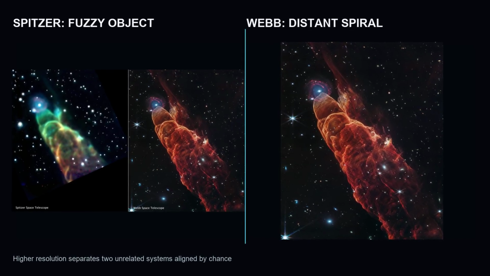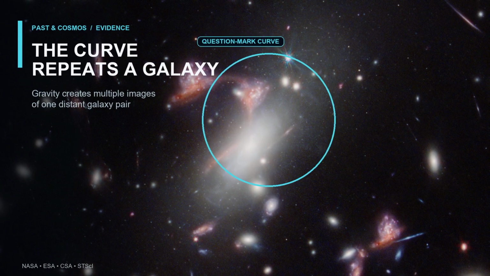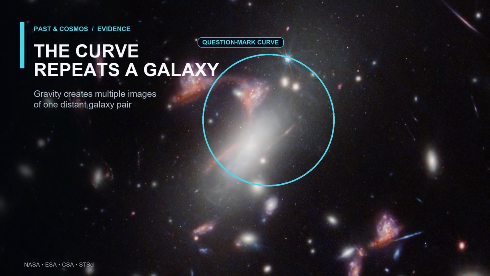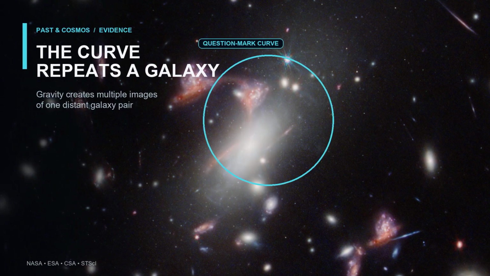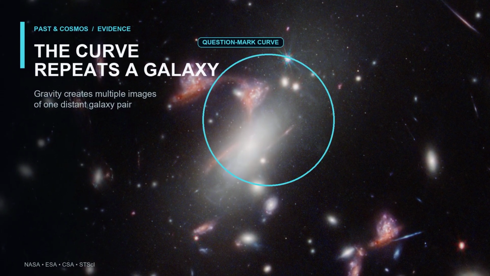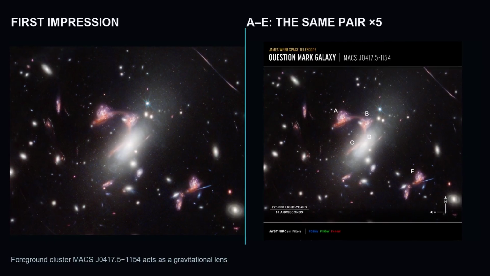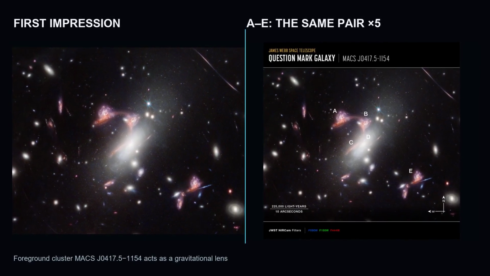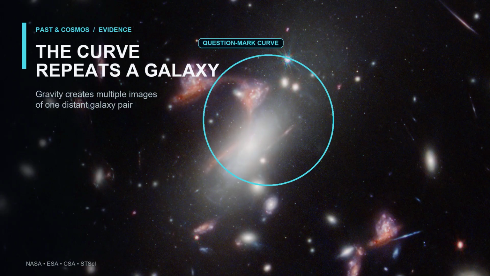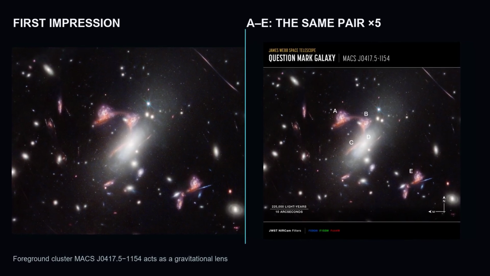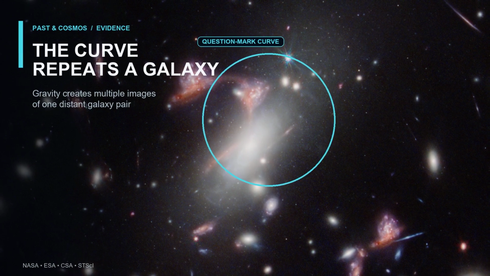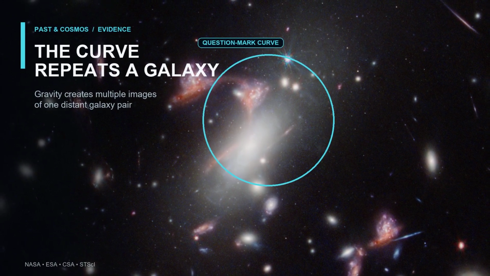4. The question mark that repeats one galaxy pair. Webb's image of the cluster MACS J0417 contains a red curve that resembles the top of a question mark. A separate red object appears near the position of the dot. The curve is not a single bent galaxy. A massive foreground galaxy cluster warps spacetime and bends light from a more distant galaxy pair. In this unusual gravitational lensing arrangement, the same pair appears 5 times. Astronomers label the copies A through E. One is mostly hidden by the glare of a foreground cluster galaxy. The question mark shape therefore combines repeated images created by the lens and another object that visually completes the punctuation.